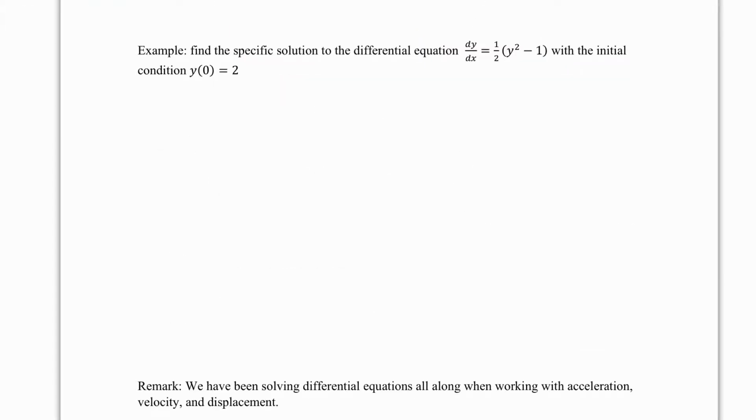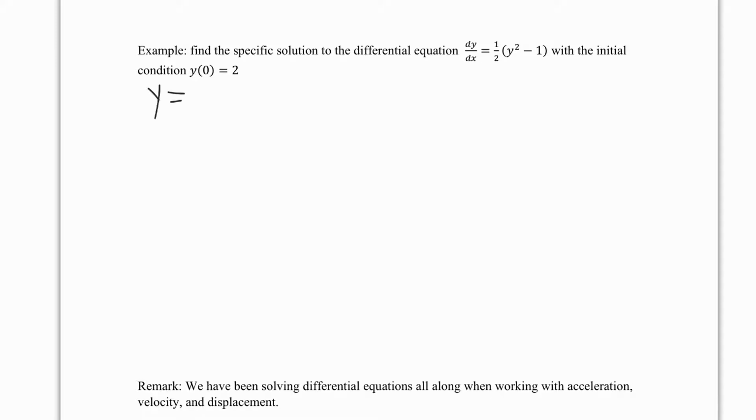So let's see if we could find a specific solution. Let's find the specific solution to this differential equation with the initial condition. We're always going to need a separate piece of information if we want to find the specific one of these infinite solutions to solve that c out. So we're told that y of 0 is 2.